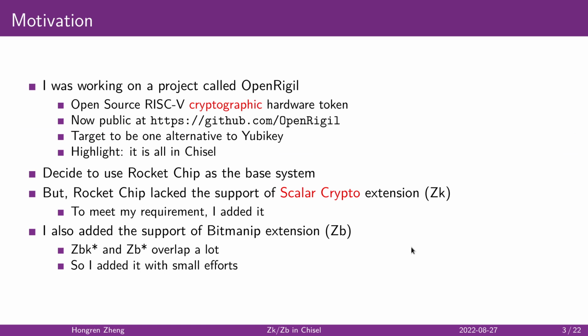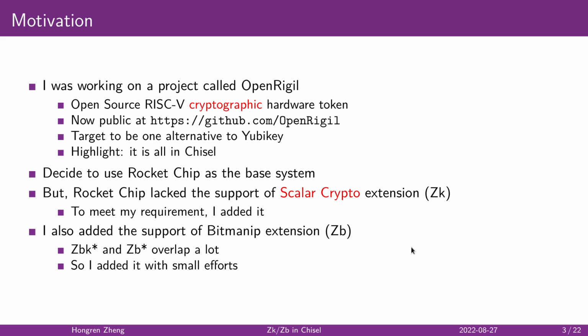So some background on this. The motivation for implementing them is that I was working on a project called OpenRigel. It is an open source RISC-V cryptographic hardware token, and now it is public. The target of it is to be an alternative to YubiKey, and it is all in Chisel.